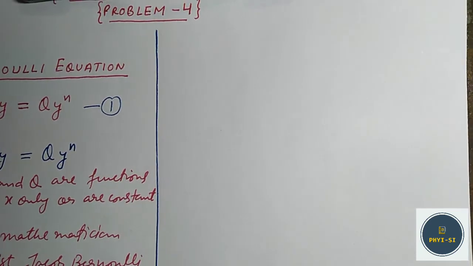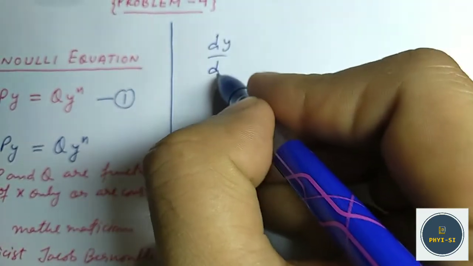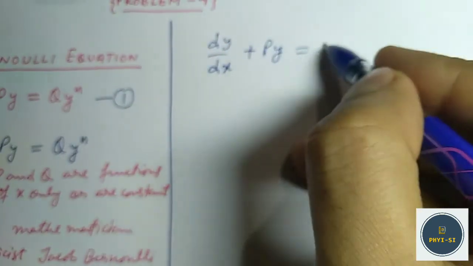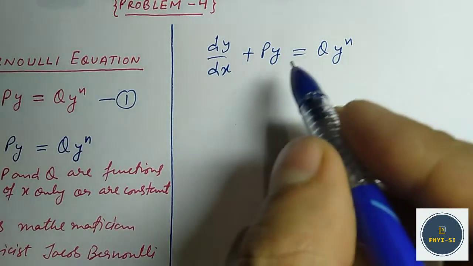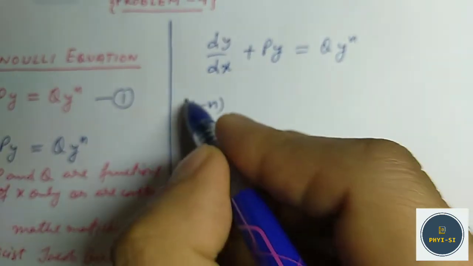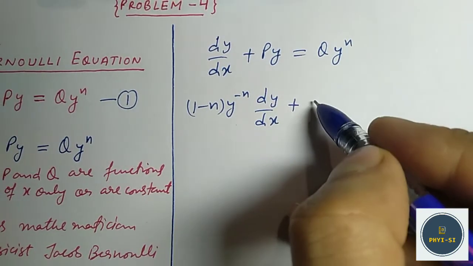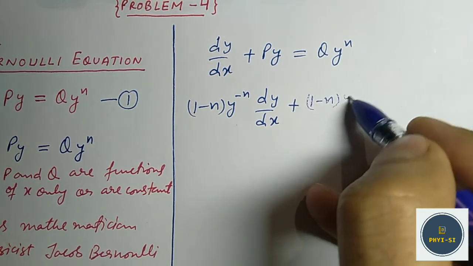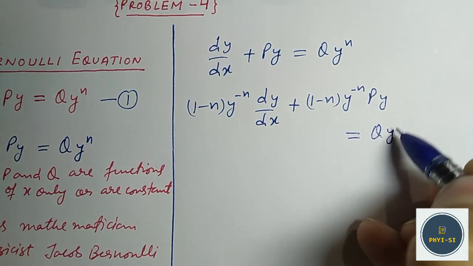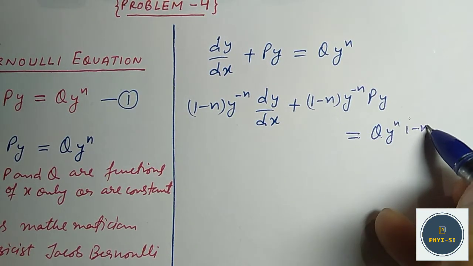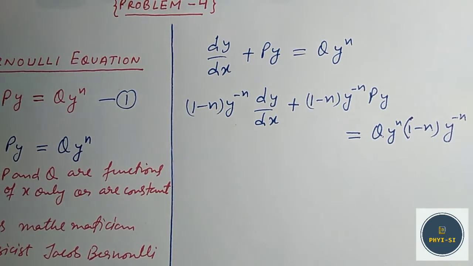So we have the equation dy by dx plus py is equal to q y raised to power n. Now multiplying this whole equation by 1 minus n y raised to power minus n, each term, we get 1 minus n y raised to power minus n dy upon dx plus 1 minus n y raised to power minus n p y is equal to q y raised to power n into 1 minus n and y raised to power minus n.